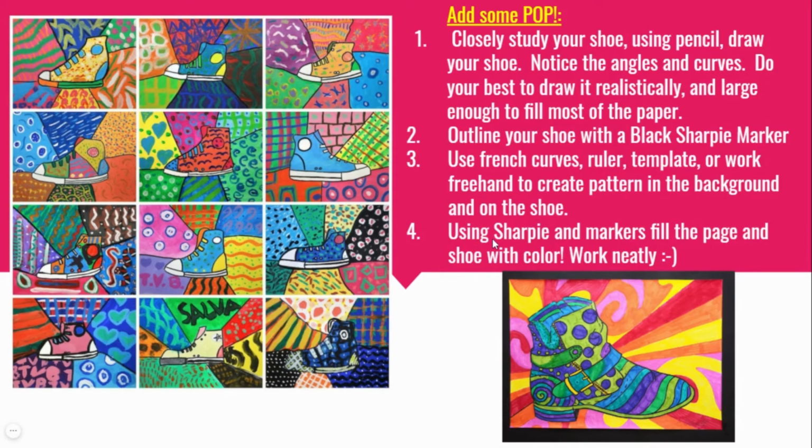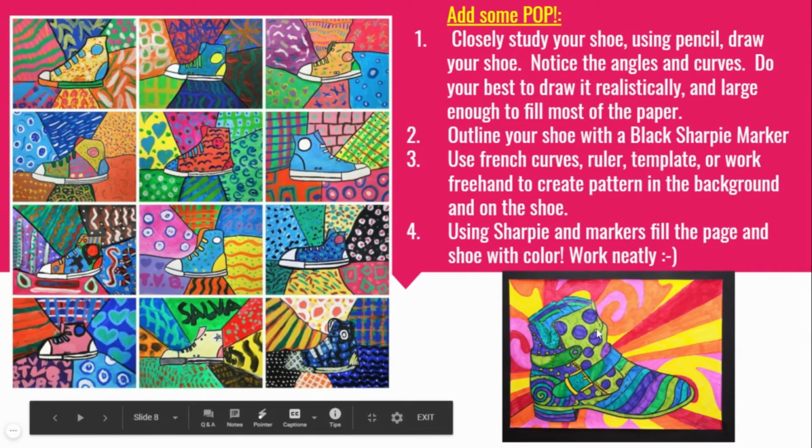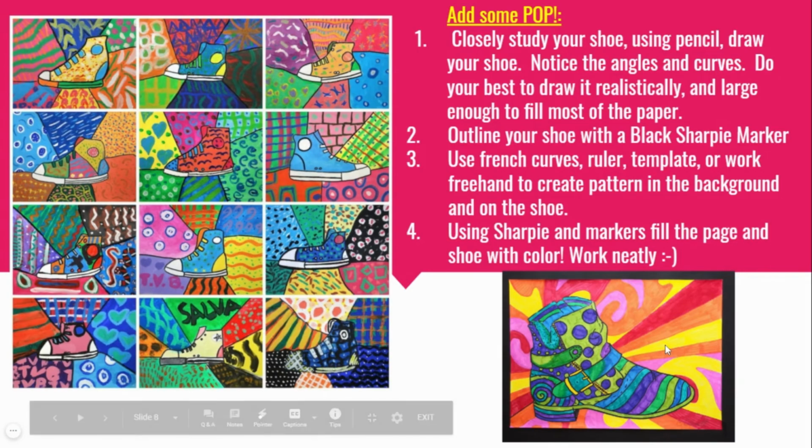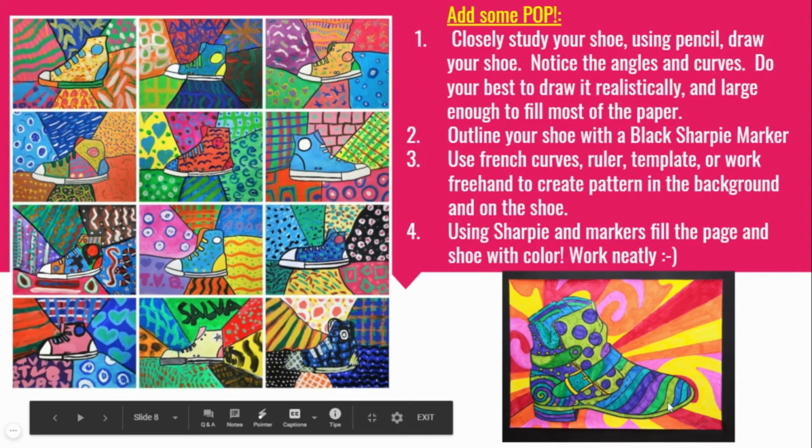And number 4, using Sharpie and markers, fill the page and shoe with color. Make sure you work neatly. As you can see, think about how you are going to make your shoe stand out against the background. We're talking about using a lot of color for pop art. Some students leave their shoe black and white. If that's what you choose, that's okay.